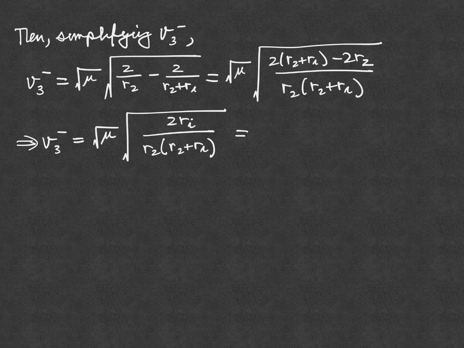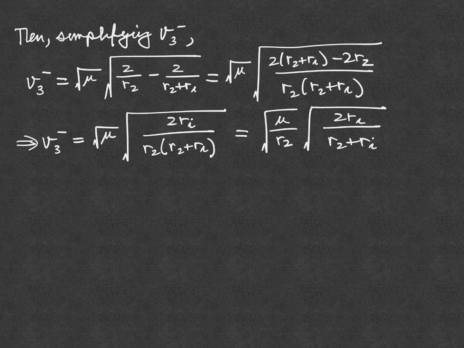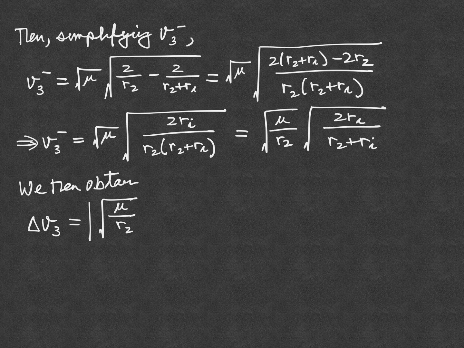Now what we can do is factor out the square root of R2 in the denominator, and we wind up with the square root of mu over R2 times 2Ri, all divided by R2 plus Ri. So from this, we obtain the following result, which is delta V3 is equal to the absolute value of the square root of mu over R2 minus the square root of mu over R2 times the square root of 2Ri, all divided by R2 plus Ri.